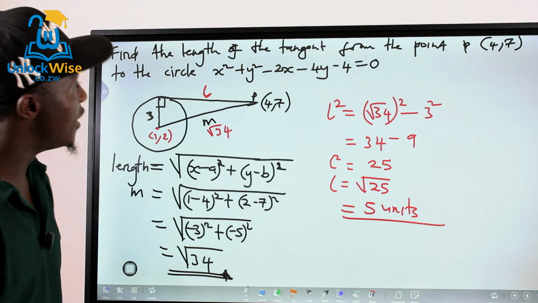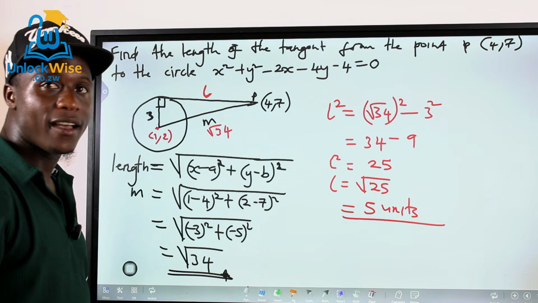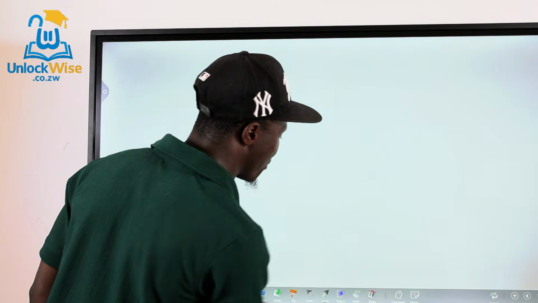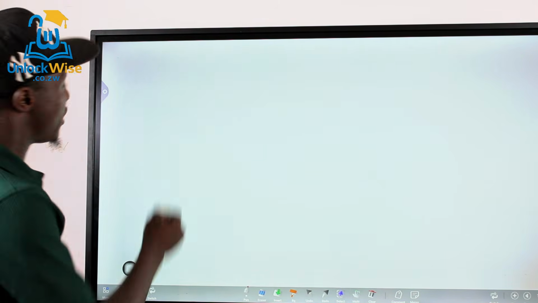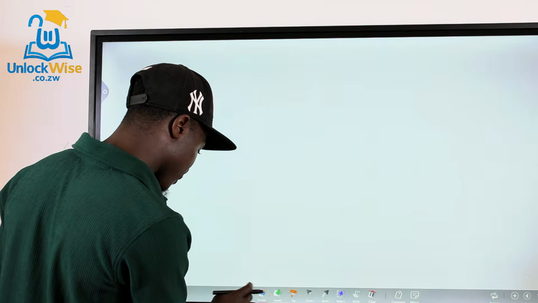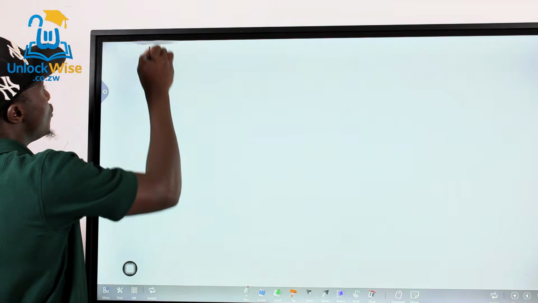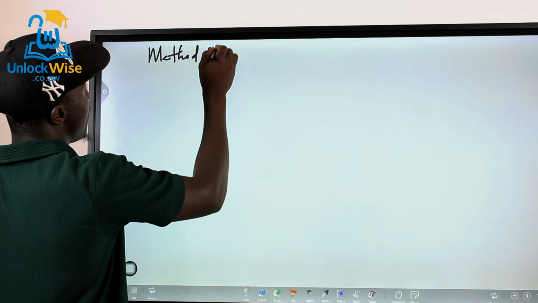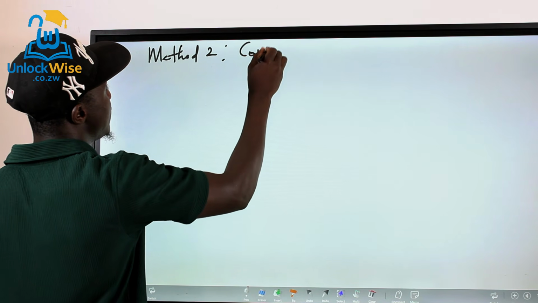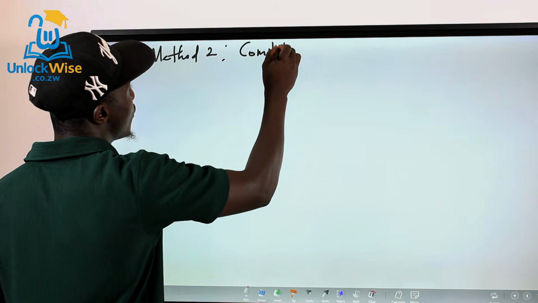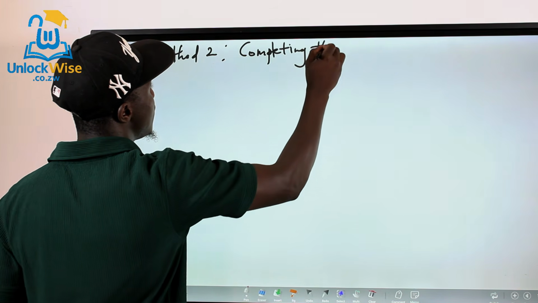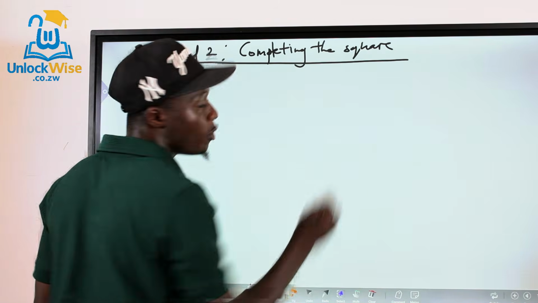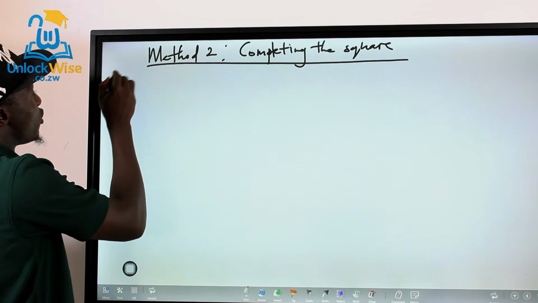I move on to the next concept, whereby I will be teaching you how to find the equation of a circle using the simple method. So method number 2. This method will be very cheap. Method 2 is completing the square.